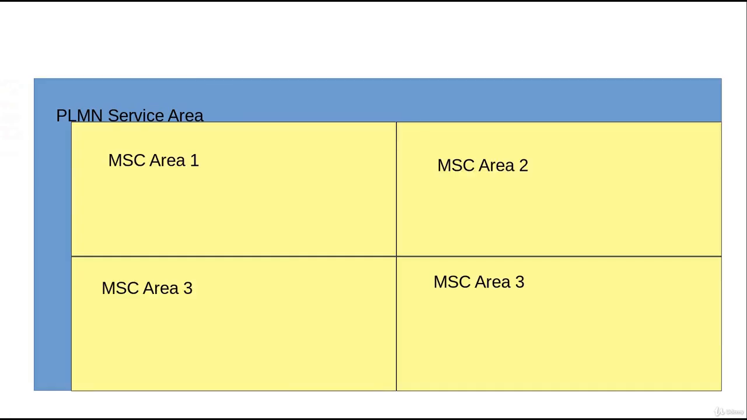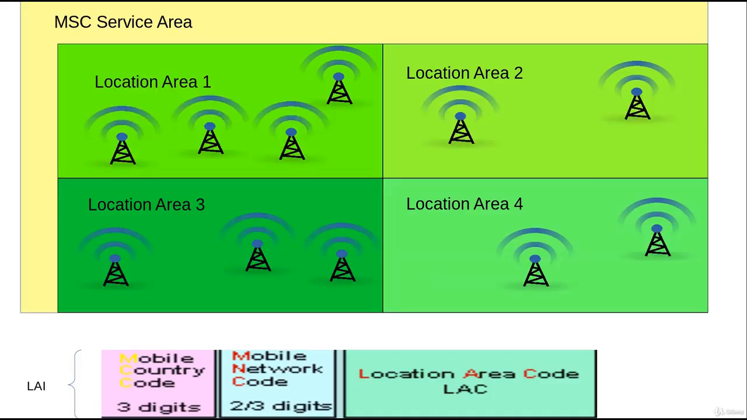Now, as we discussed earlier, the service area of a mobile network or a mobile operator is divided into MSC areas. As many MSCs as there are in a mobile network, there are as many MSC areas. Each of these MSC areas is then further subdivided into location areas. For example, here one MSC area is subdivided into location area 1, location area 2, location area 3, and location area 4.